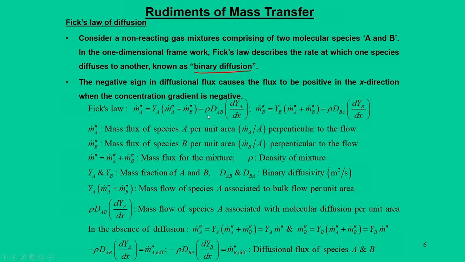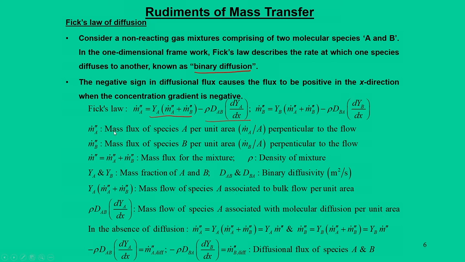If you look at Fick's law, it says that the mass flux of species A per unit area, perpendicular to the flow, consists of two parts. One is Y_A times (m dot A double dash plus m dot B double dash), which means the mass flux of the mixture multiplied by Y_A gives the mass flow of species A associated with the bulk flow per unit area. The other part has a minus sign. The negative sign tells us that diffusion proceeds from higher concentration to lower concentration, and that part is the mass flow of species A associated with molecular diffusion per unit area.